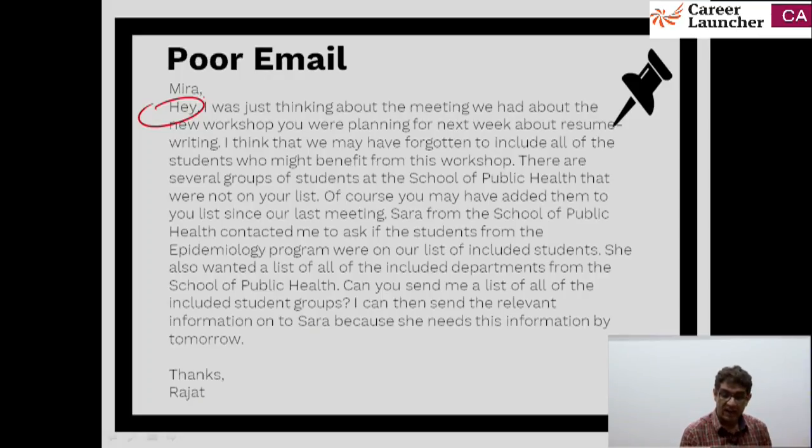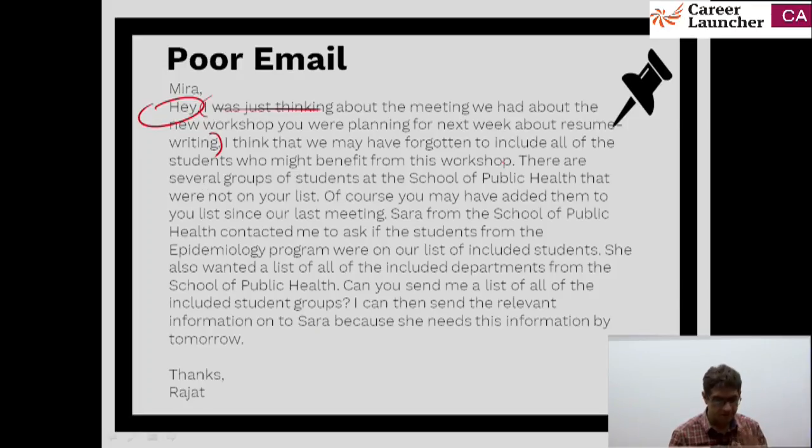Number 2, "I was just thinking about the meeting we had about the new workshop you were planning for next week about resume writing." Look at how convoluted this sentence is. Moreover, what is this? I was thinking about the meeting. Why can't you put it in the subject line maybe and then reference it here? A very convoluted sentence.